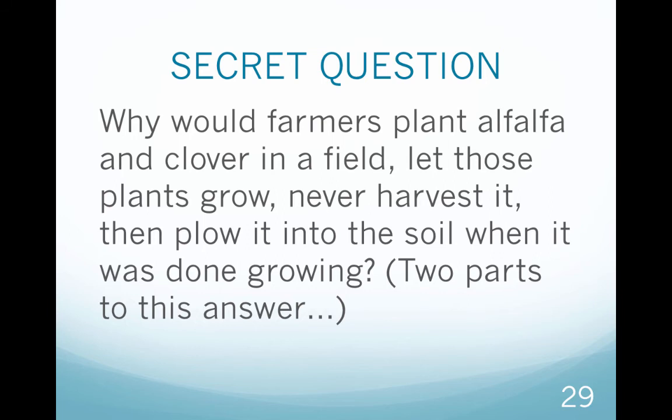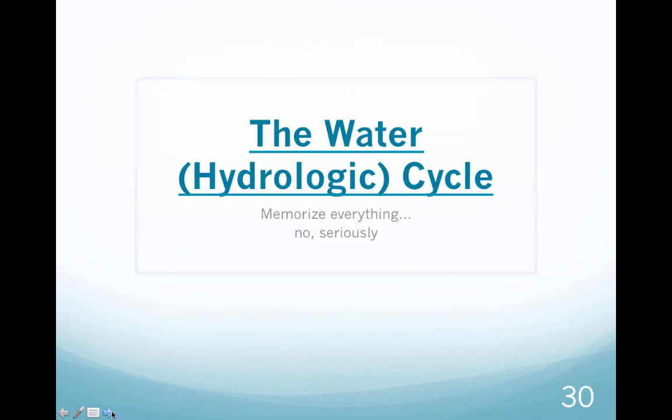All right, here's a secret question that I'm not going to answer for you. Why would farmers plant alfalfa and clover in a field, let them grow, never harvest them, and then plow the whole plant into the soil when it was done growing? There are really two parts to this answer, two reasons for doing this. So, think about it.